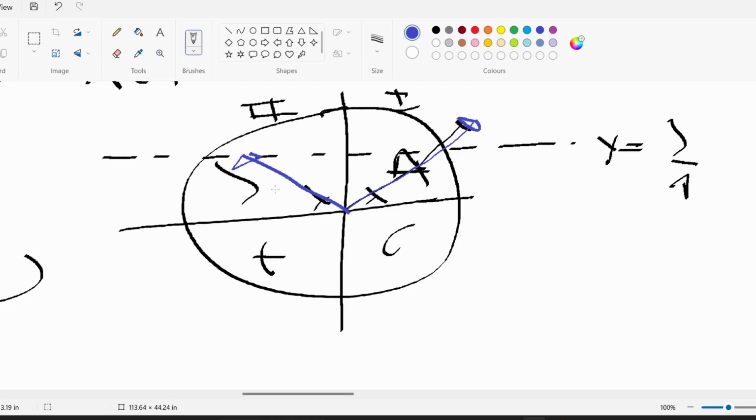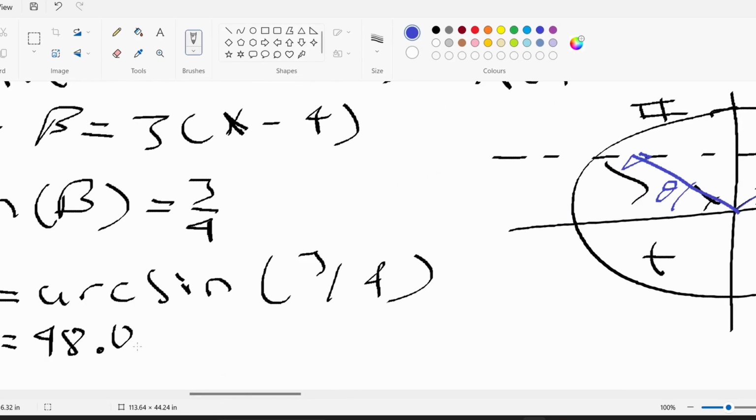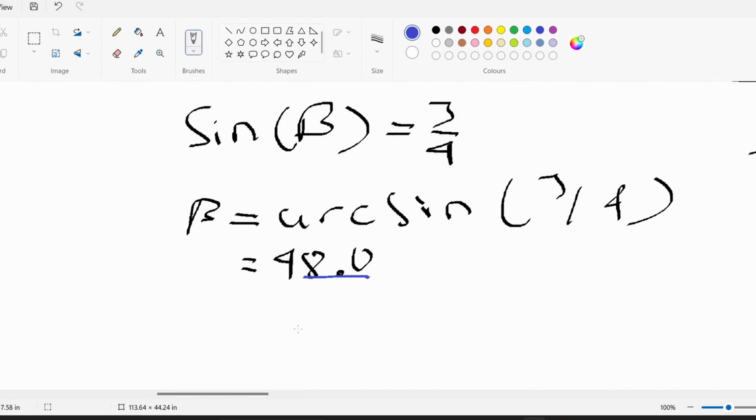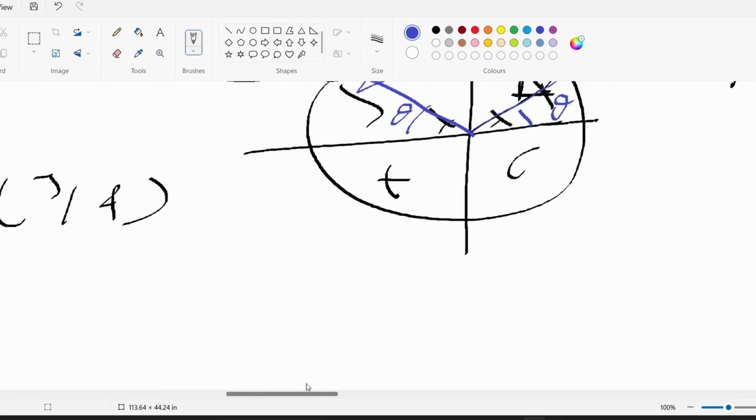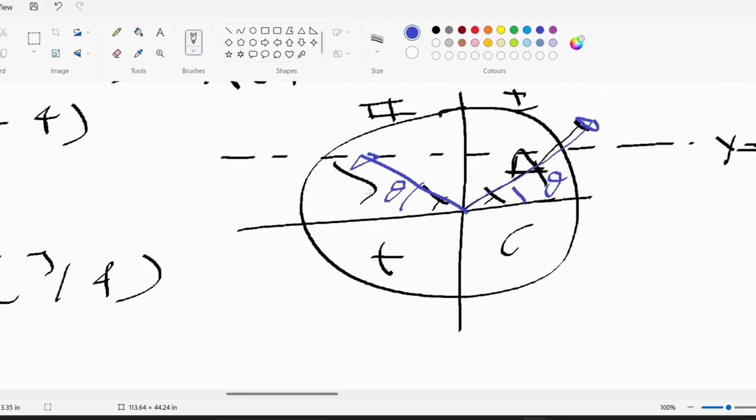Blue, blue. These are both theta, both the same. So I want the second quadrant, because this is the first quadrant. So the second quadrant is going to be 180. You should know how to do reference angles. If not, this one will just be theta. This is 180 minus theta.